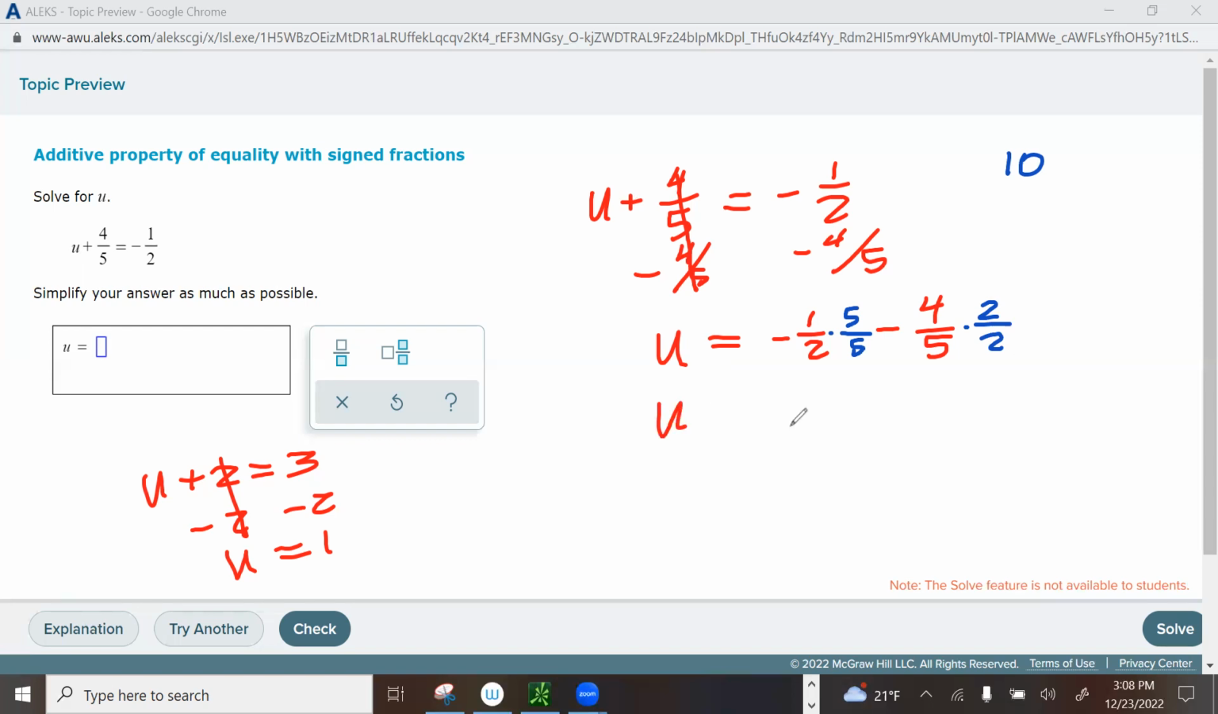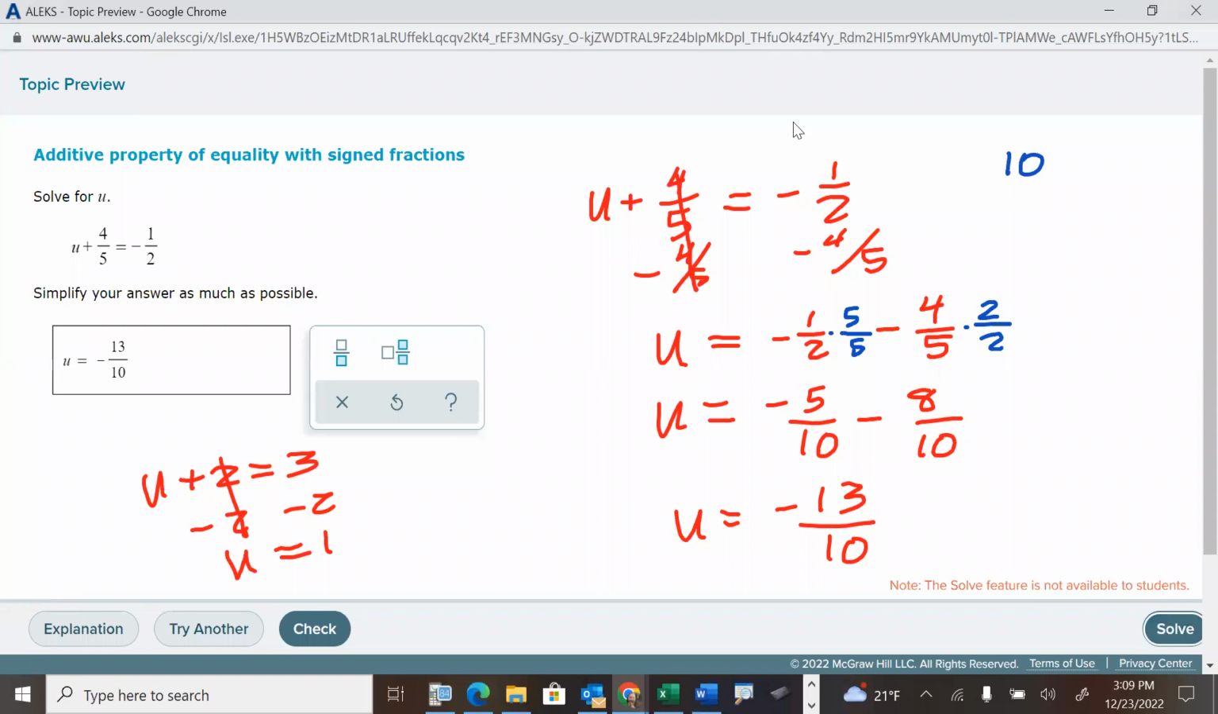So we've got u equals, a little messy even by my standards, negative 5/10 minus 8/10, which will be negative 13/10. And that's probably as far as they want me to go. Yeah, they're not looking for a mixed number. So yeah, there it is.